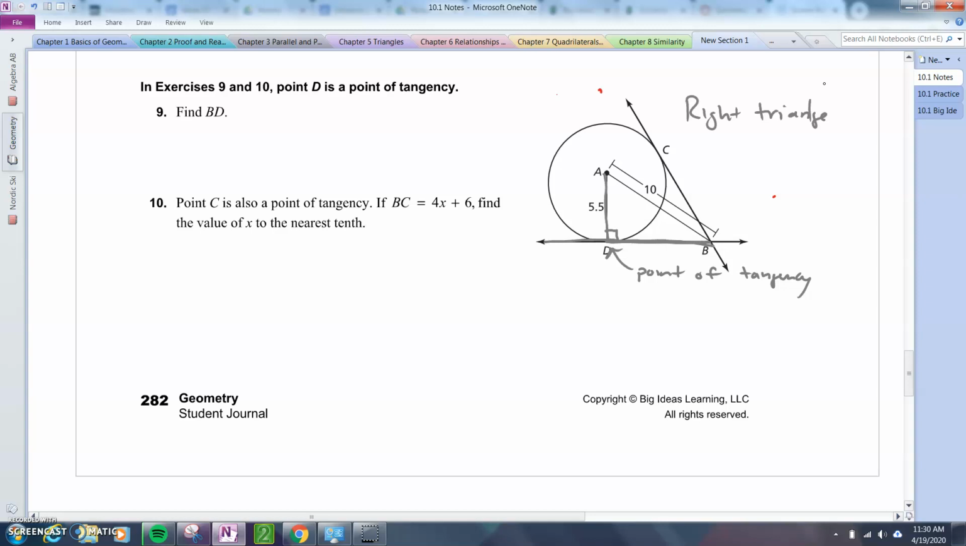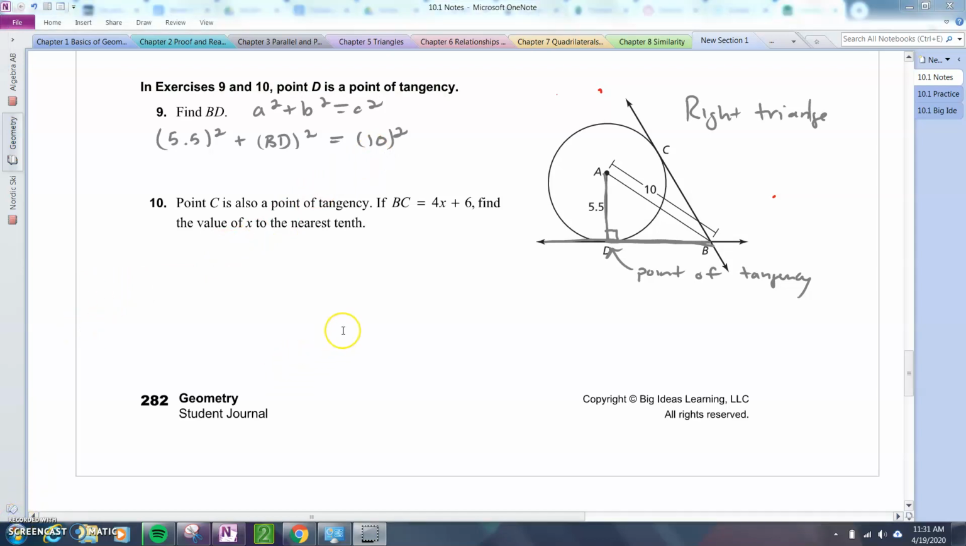So in this case, we're going to use our a squared plus b squared equals c squared. Let's plug in our numbers here. So I'm going to have 5.5 squared plus this unknown we don't know, BD, but we'd square that, and we have to set that equal to the hypotenuse, which in this case is just 10 squared. Alright, so let's calculate some of this.